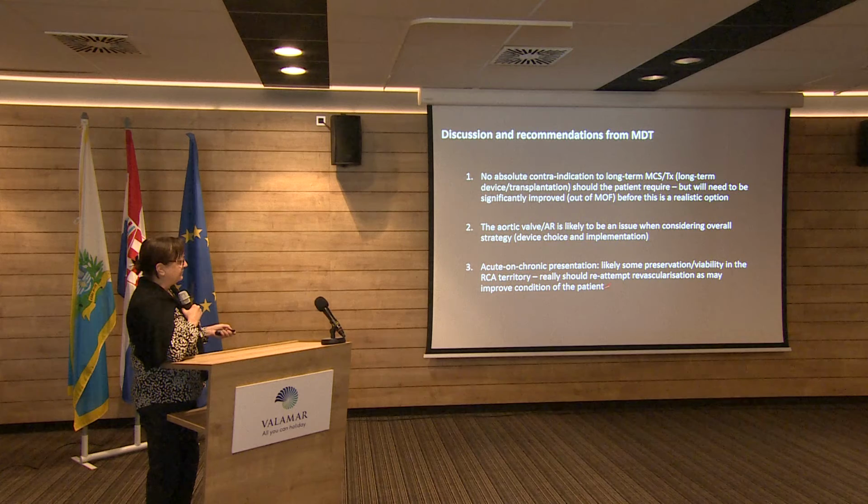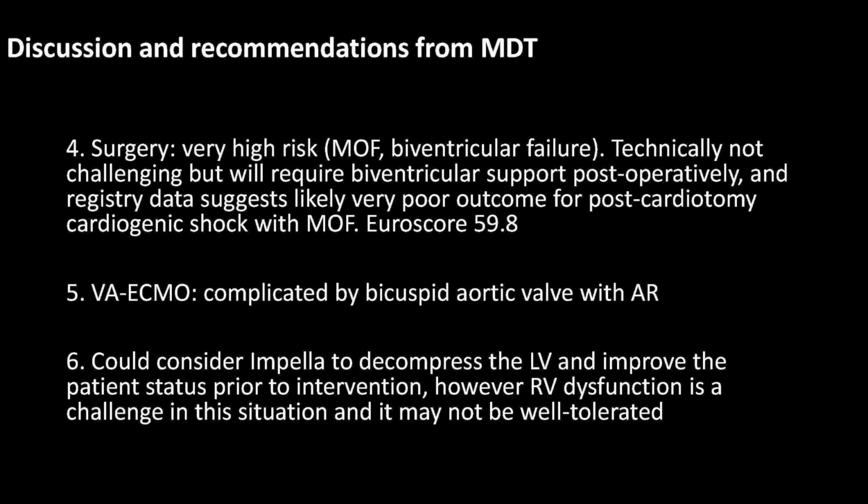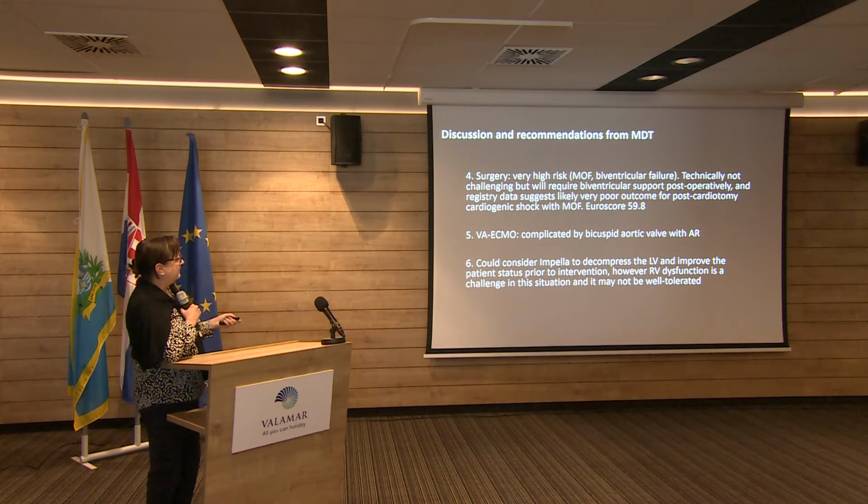And then our interventional cardiologist chipped in and they said, this is an acute on chronic presentation. He's a few days down the line, but he has right coronary disease, and it may be worth giving another go to try and revascularize the right, because it's very different from left coronary revasc. The surgeons got very excited. They calculated his Euro score at 60. So they got very anxious about that and said, no, we don't want to touch this man.